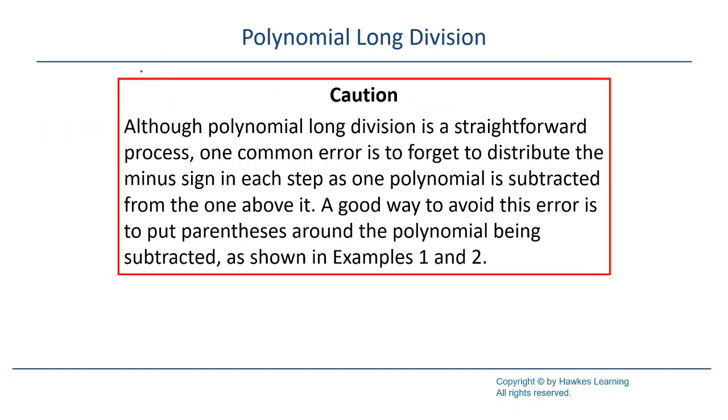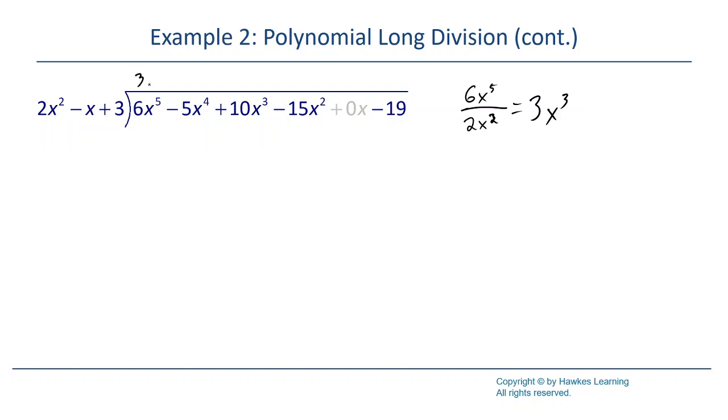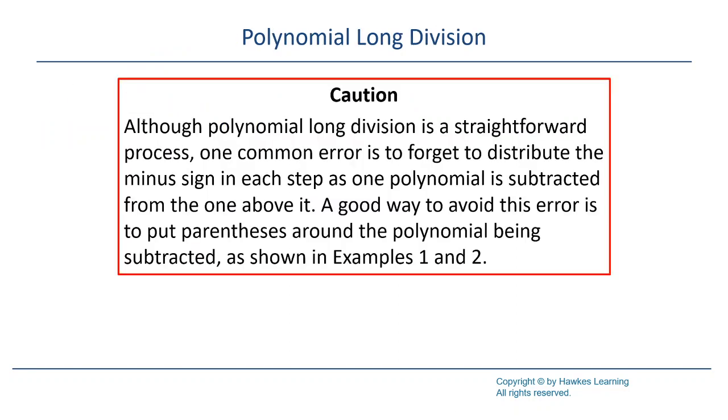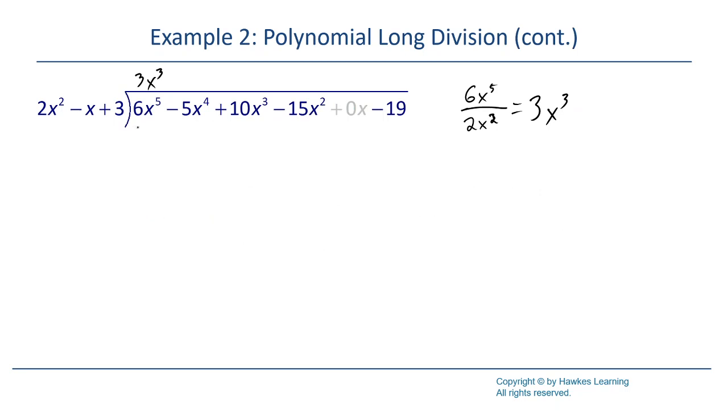So I need 3x cubed. And this is going to be 3x cubed times 2x squared. Well, we know from over here that should be 6x to the 5th. Sorry, my palm is constantly knocking the thing out of this slide. 3x cubed times negative x, negative 3x to the 4th, plus 3 times 3x cubed, which would be plus 9x cubed. And that's as far as it goes.